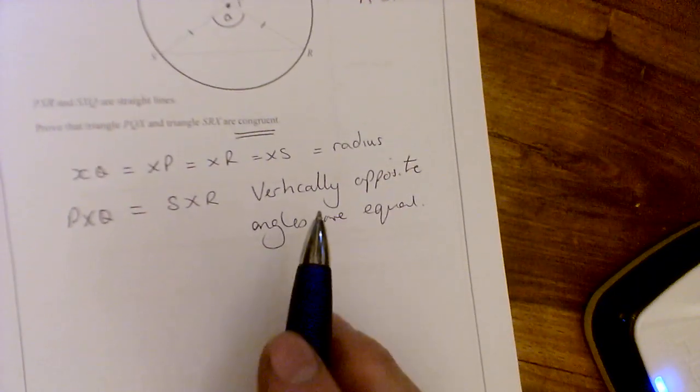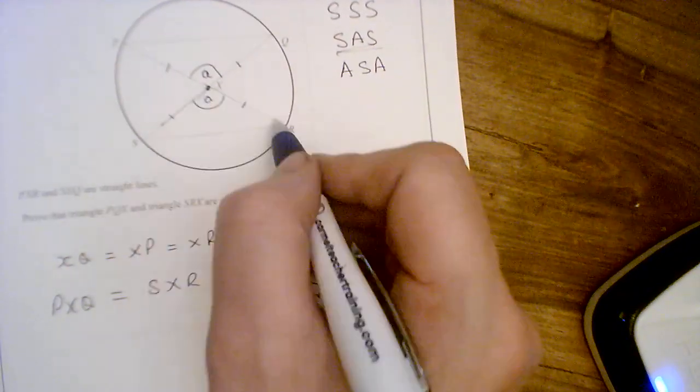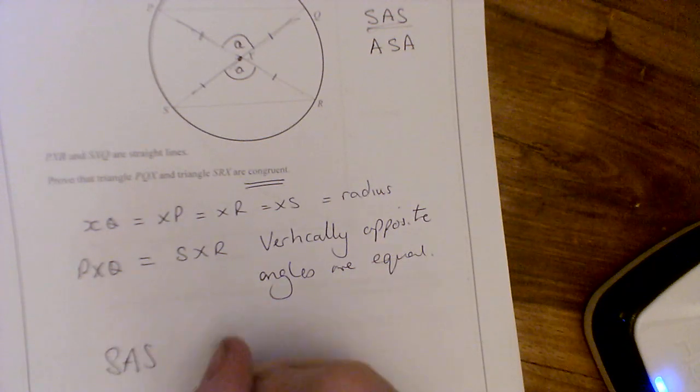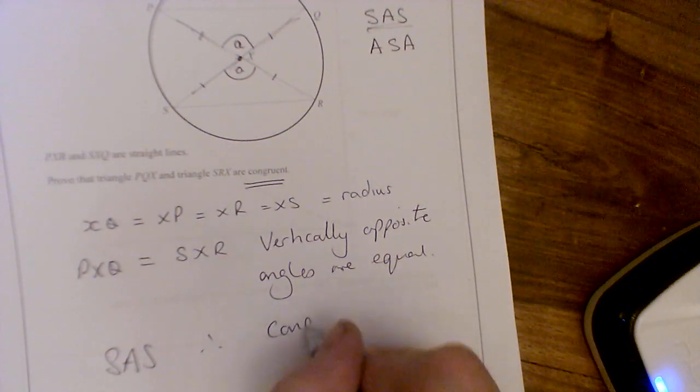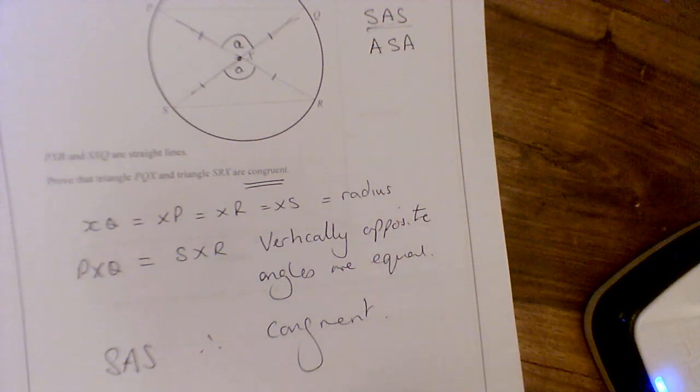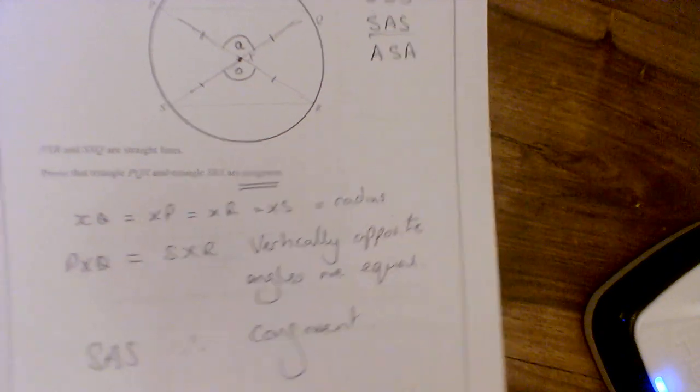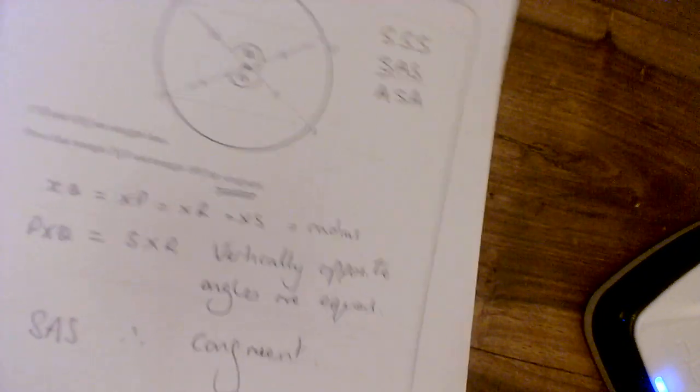And then we've finished, haven't we? Because now we're on the SAS rule for congruency. So this side, there's an angle on this side, and that's the same as that one, this is the same as that one. So we've got SAS, and therefore congruent. Okay, so that's where that one goes.